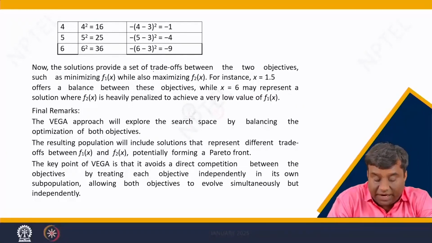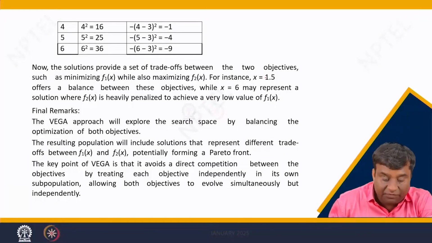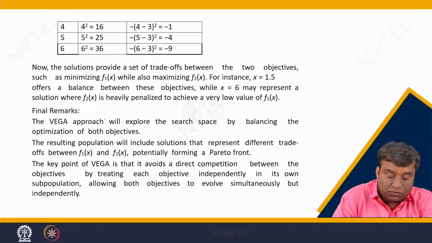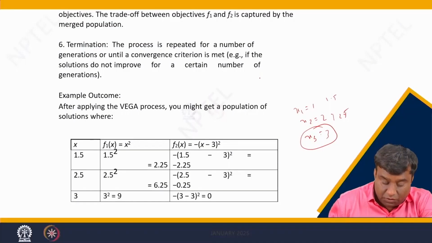Now the solution provides a set of trade-offs between the two objectives, such as minimizing f1x while also maximizing f2x. For instance, x equal to 1.5 offers a balance between these objectives, while x equal to 6 may represent a solution where f2x is heavily penalized to achieve a very low value of f1x. So here you can check that x equal to 1.5, you will get the minimum value 2.25, but here it is not the maximum value.